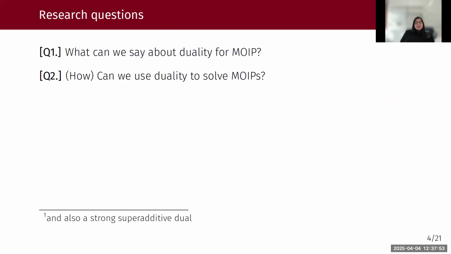Okay, so the research question when we started this project was just about duality for these problems. So a very simple theoretical question: how do we define a dual for a multi-objective integer program? And then of course the follow-up: what was the point of it? Can we use it to inform something about solution techniques for MOIPs? What I'll present is a partial answer to question 2, as we get there from the answer to question 1.